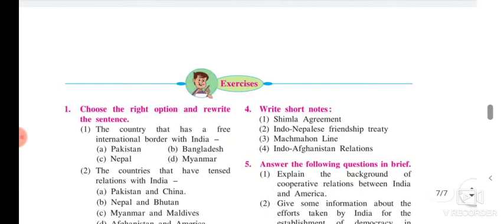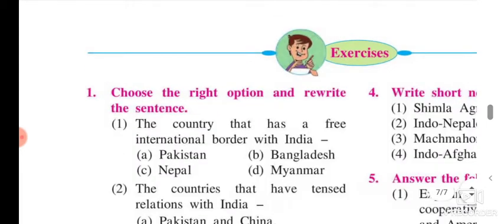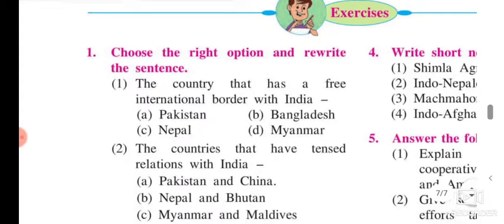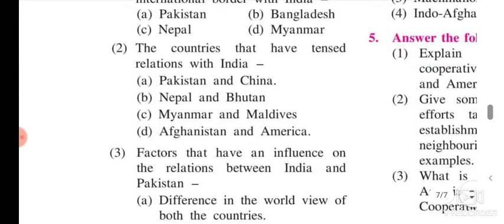Our exercise starts here. I'll read the questions for you. First column. Choose the right option and rewrite the sentence. First one. The country that has a free international border with India is A. Pakistan, B. Bangladesh, C. Nepal, and D. Myanmar. Second one. The country that has tense relations with India. A. Pakistan and China, B. Nepal and Bhutan, C. Myanmar and Maldives, D. Afghanistan and America.